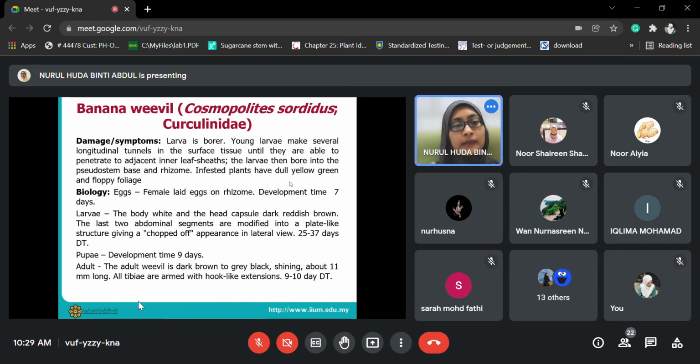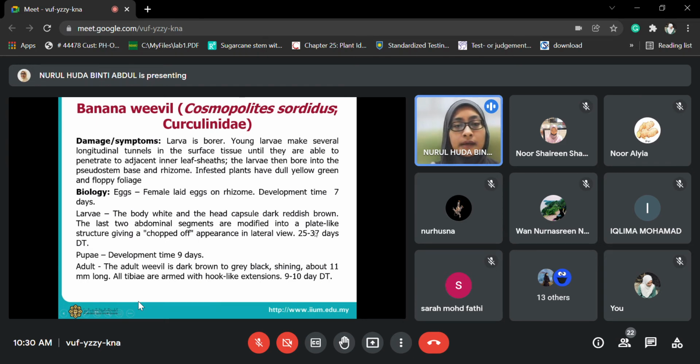Okay. And then for the biology, the female lay eggs on a rhizome and the development of eggs is around 7 days. The larvae, of course, the color of larvae is white. The head capsule dark reddish brown. The last of the abdominal segment modified into plate-like structure, giving chopped off appearance. Okay, nanti kita tengok that part.